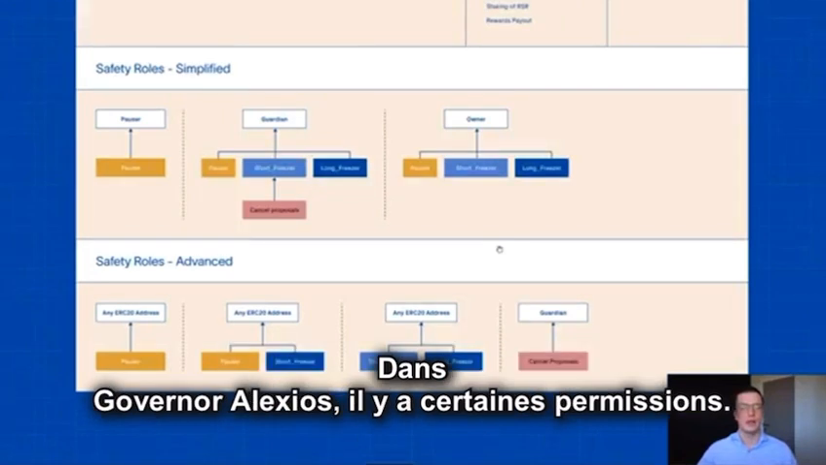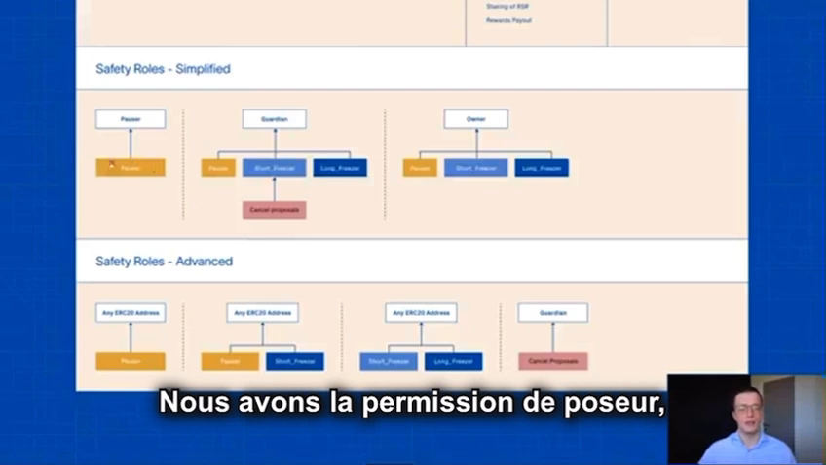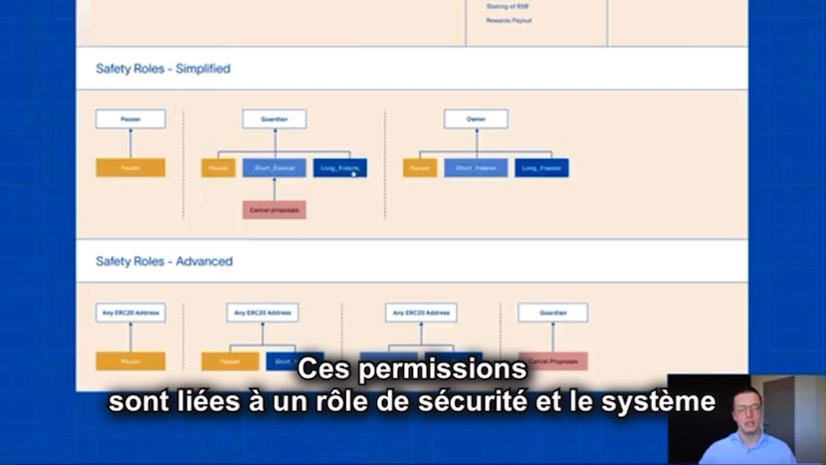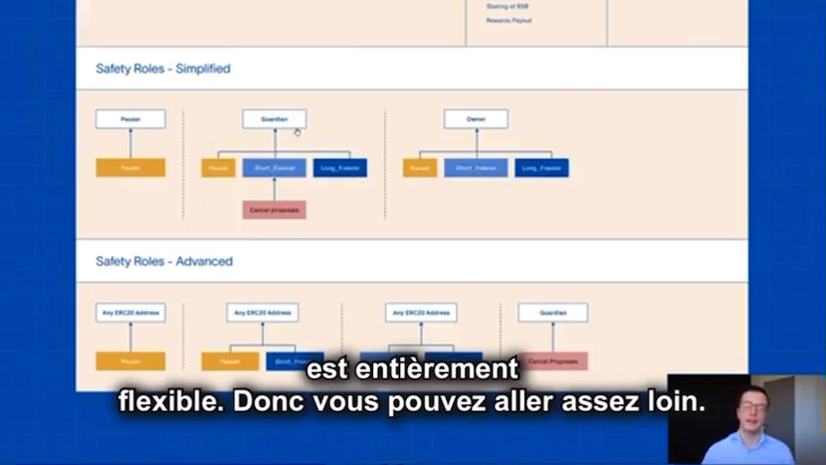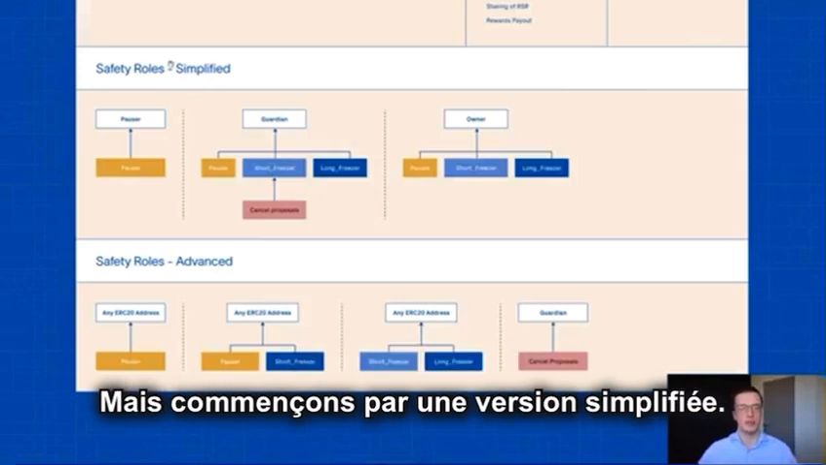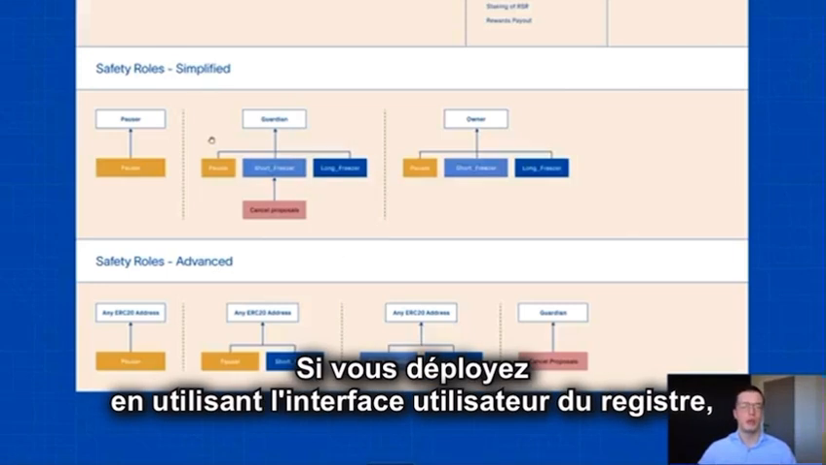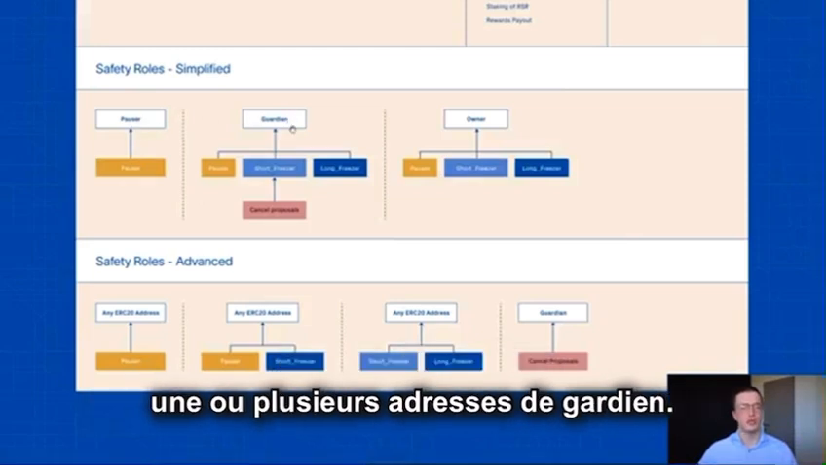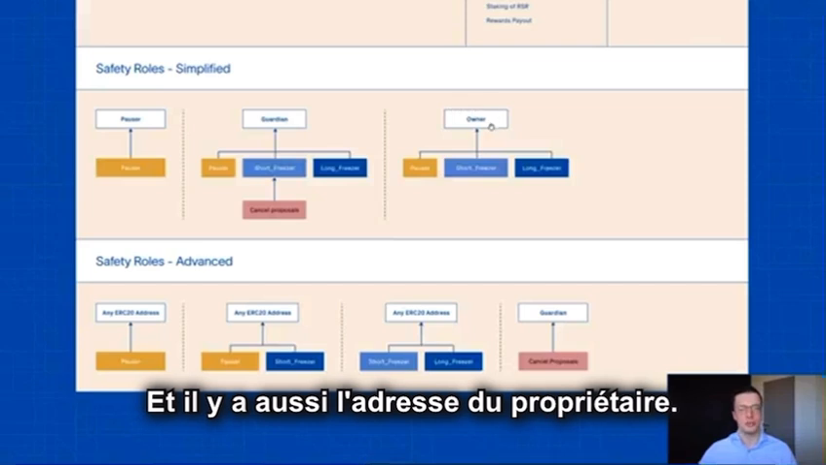Now let's take a look at who can put the RToken system in these two distinct states. Within Governor Alexios, there are certain permissions. We have the pauser permission, the short freezer permission, and the long freezer permission. These permissions get linked to a safety role. And the system is entirely flexible, so you can go pretty advanced, but let's start with a simplified version. If you deploy using the Register user interface, you'll be asked to add one or more pauser addresses, one or more guardian addresses, and there's also the owner address.